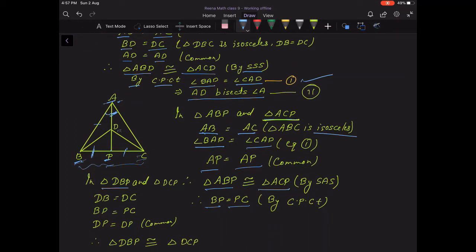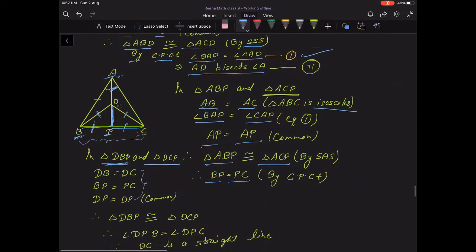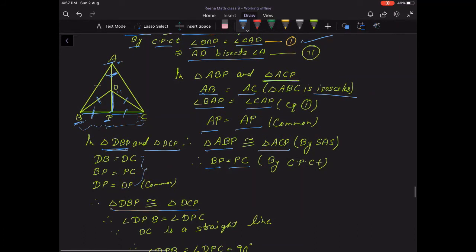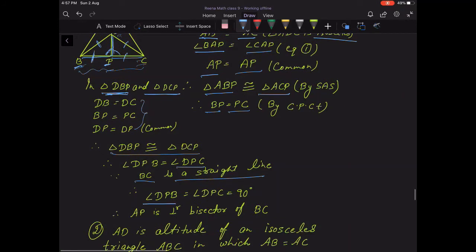Now, triangle DPB and triangle DCP. Look at this. We can write DB is equal to DC. This DP is common and BP is equal to PC. So, triangle DPB will be congruent to triangle DCP by SSS, which I wrote here. So, angle DPB will be equal to angle DPC. Since BC is a straight line, we can write angle DPB is equal to DPC is equal to 90 degree, or AP is perpendicular bisector of BC.